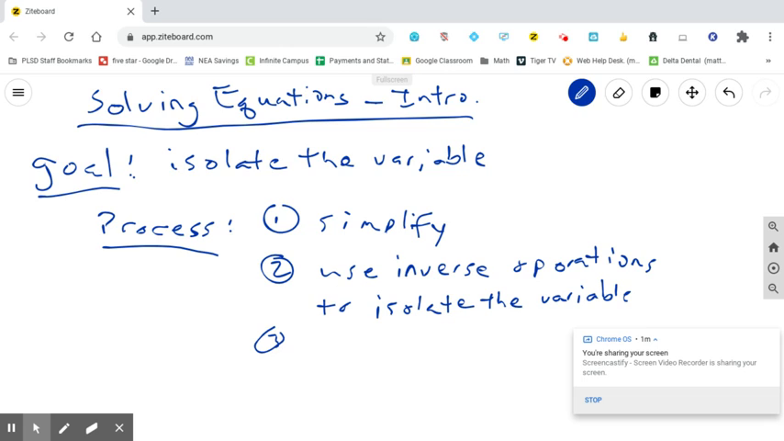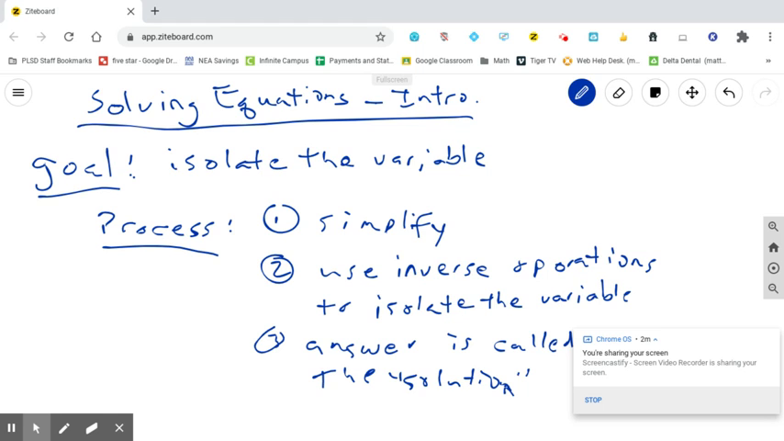The last thing I want to say is not really a process, but it's important here. That answer is called the solution. The answer you get when you have isolated the variable, that answer is called the solution.